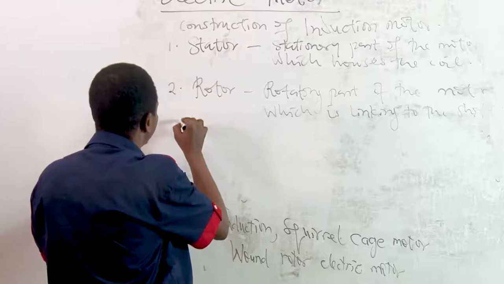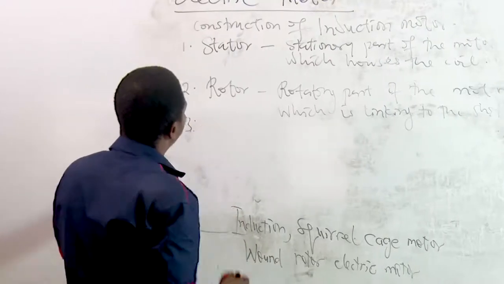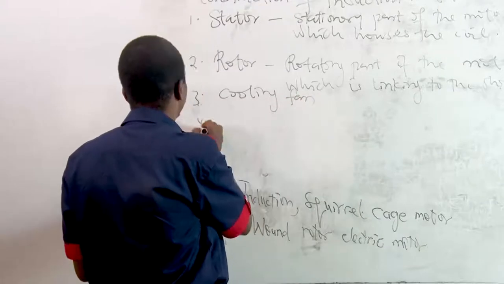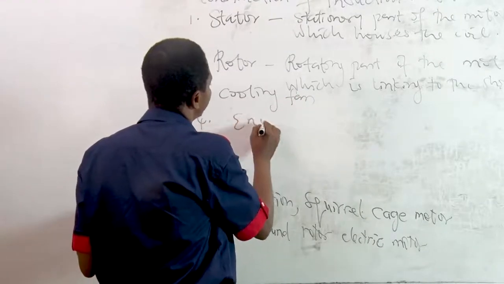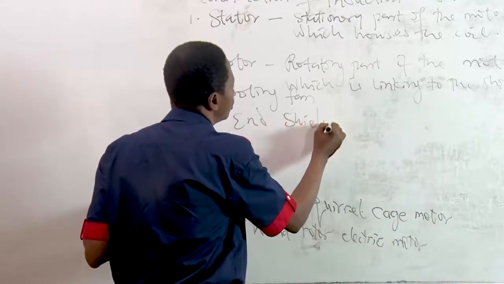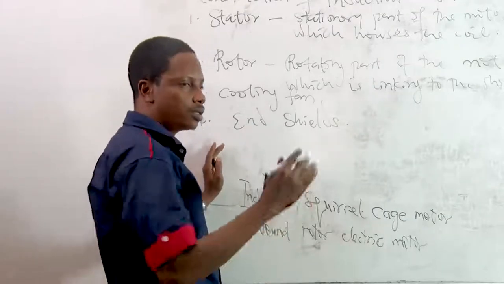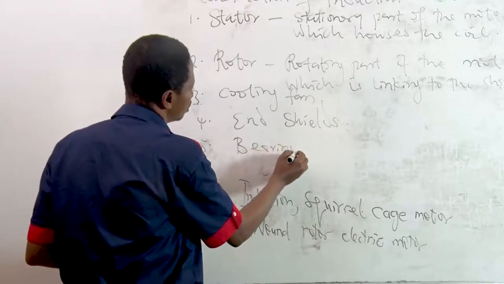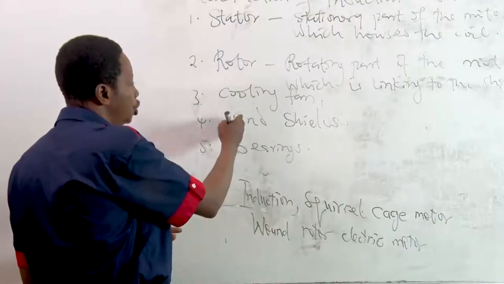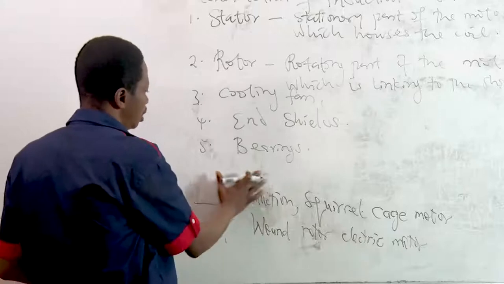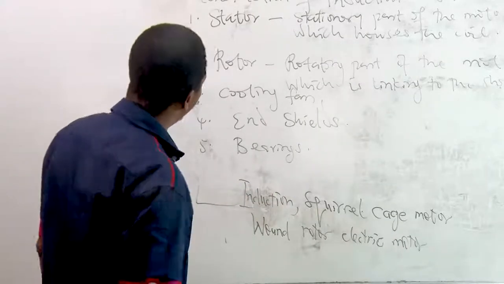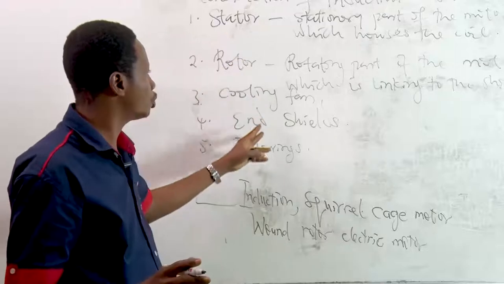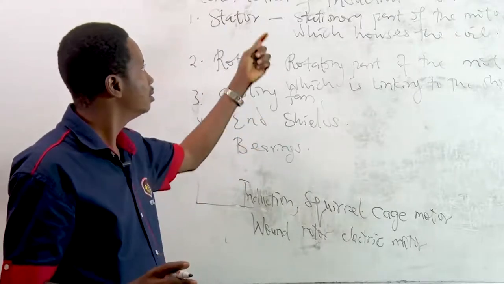However, we have the following too. There are also other parts. We have the cooling fan. We have the end shield in the front and at the back. We have the bearings in the front end shield and also in the back end shield. And with all these, we have the construction of our induction motor.